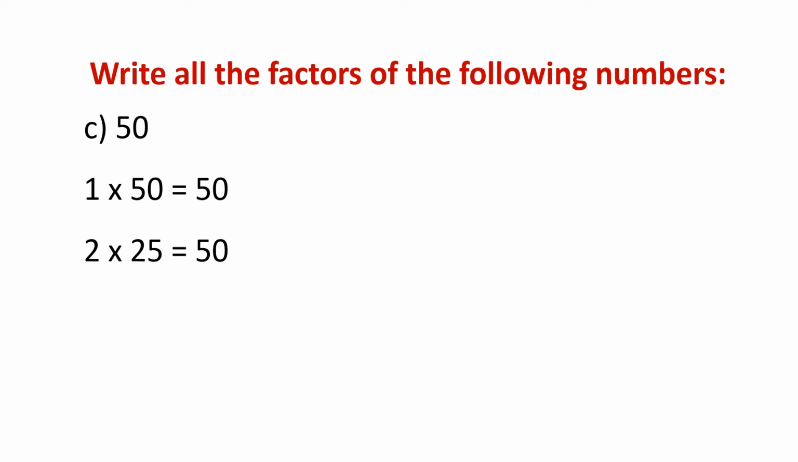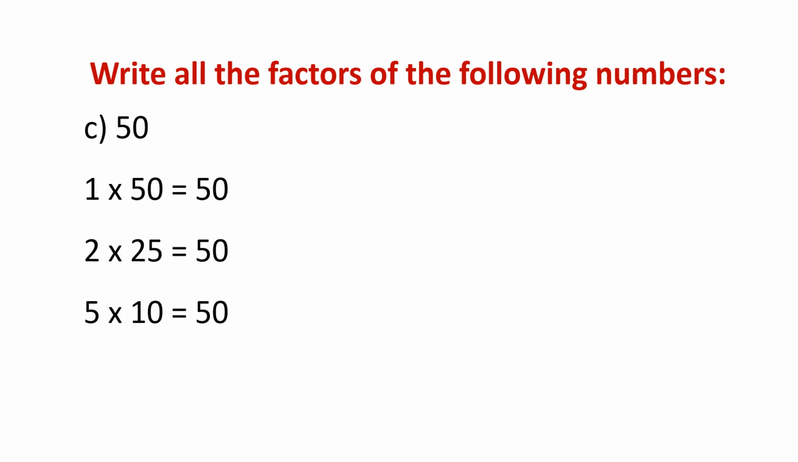Is 50 completely divisible by 5? Yes, because the last digit is 0 and 5 tens are 50. So 50 can be written as 5 multiplied by 10 is equal to 50. Now we take the next natural number 6. Is 50 completely divisible by 6? No, because 6 8s are 48 and 6 9s are 54. So 50 does not come in the table of 6. So leave 6.